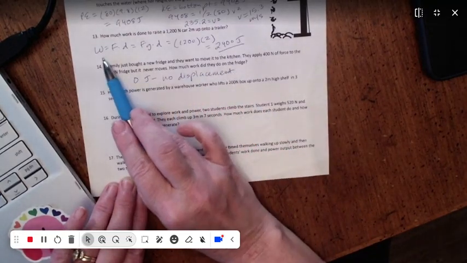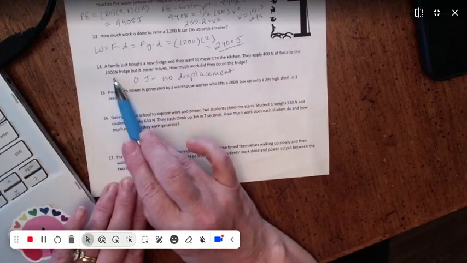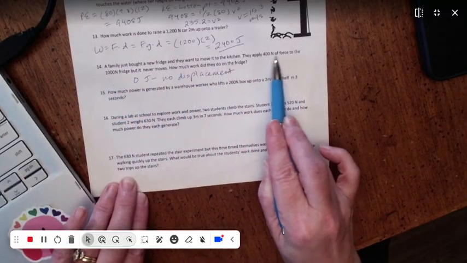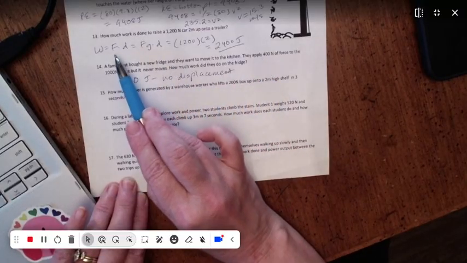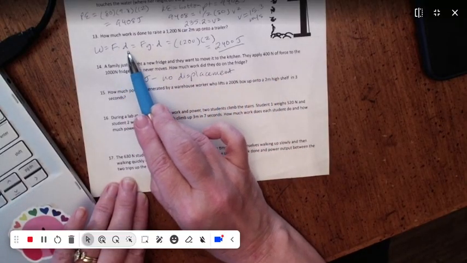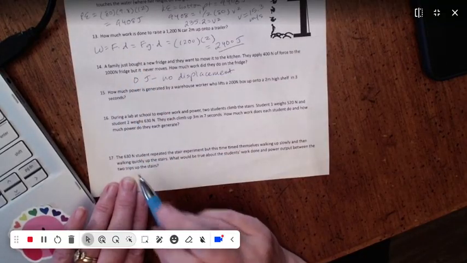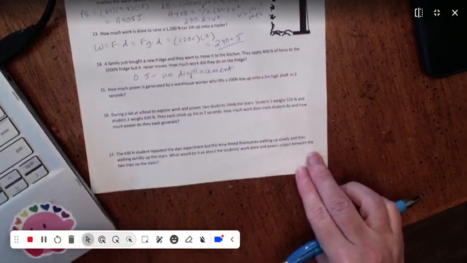Okay, if we look at work equals force times distance, they applied 400 newtons of force to this refrigerator, but they moved it 0. So 400 times 0 is still going to give me 0. So they have a problem.